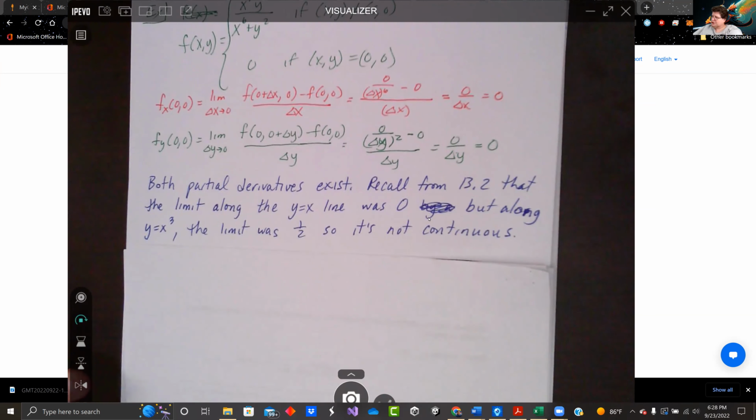Recall from 13.2. Was it 13.2? It might have been 13.1. I think it might have been 1. No, it was 2. I did it earlier. The limit along the line y equals x was 0. Along y equals x cubed, the limit was 1/2. So it didn't have the same limit everywhere. So it was not continuous there. So the partials just don't show it. Okay.